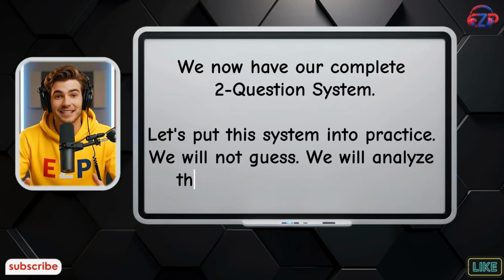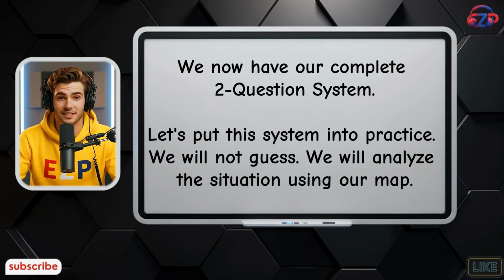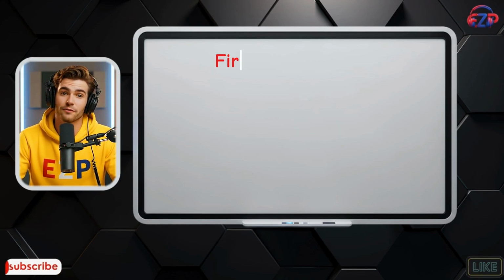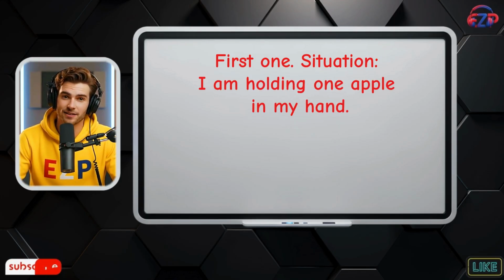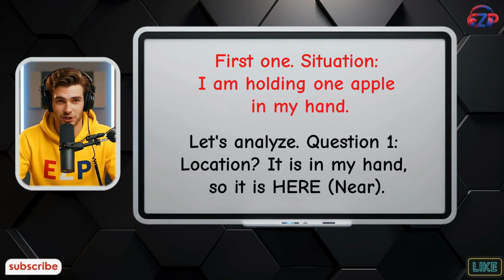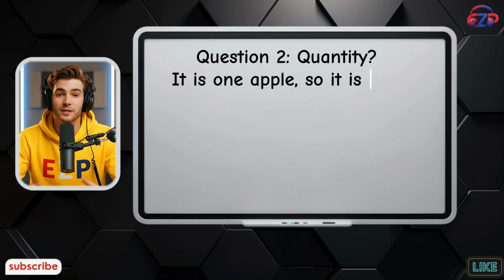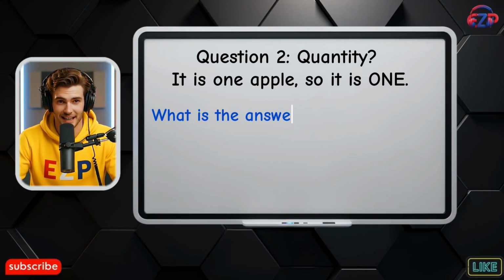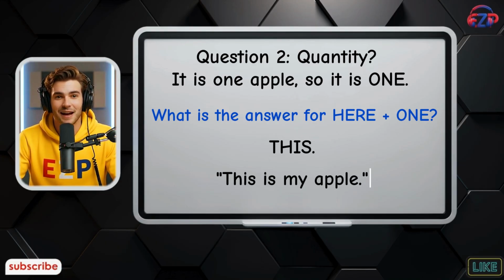We now have our complete two-question system. Let's put this system into practice. We will not guess. We will analyze the situation using our map. First one. Situation. I am holding one apple in my hand. Let's analyze. Question 1. Location. It is in my hand, so it is here, near. Question 2. Quantity. It is one apple, so it is one. What is the answer for here and one? This. This is my apple.